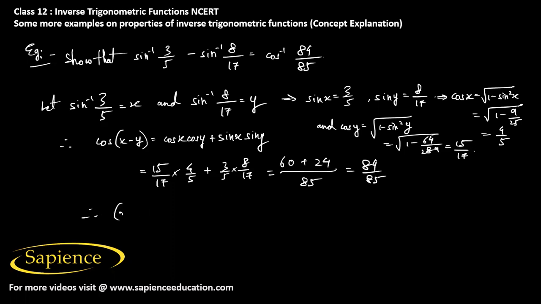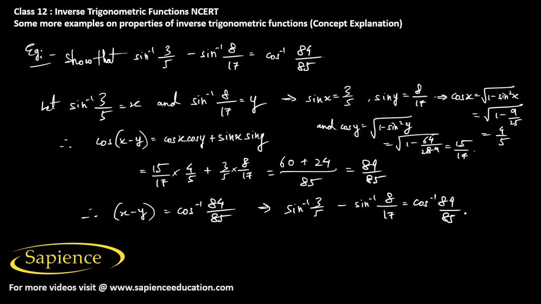Now x minus y can be written as cos inverse of 84 by 85, since cos of x minus y is coming 84 by 85. So therefore I can say x is sine inverse of 3 by 5, y is sine inverse of 8 by 17, and x minus y is equal to cos inverse of 84 by 85. So hence proved.